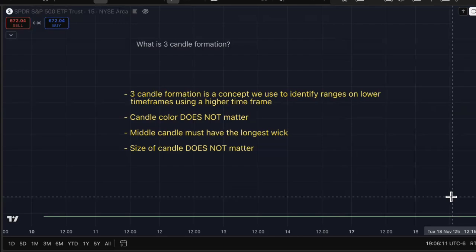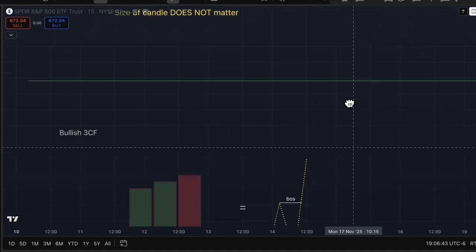Now, some key takeaways about the three candle confirmation: the candle color does not matter. Does not matter at all. So don't overthink that. The size of the candle does not matter as well. The only thing you really need to be mindful of when you're looking at three candle confirmations or formations is that the middle candle has to have the longest wick. Depending on bullish or bearish, we'll go over the difference in how you want to see that middle wick. But let's go to a bullish concept of 3CL.